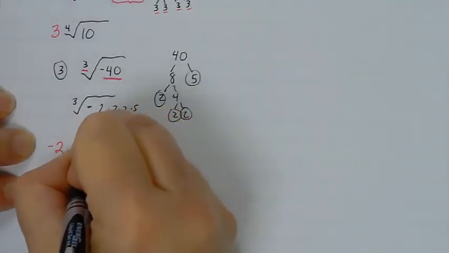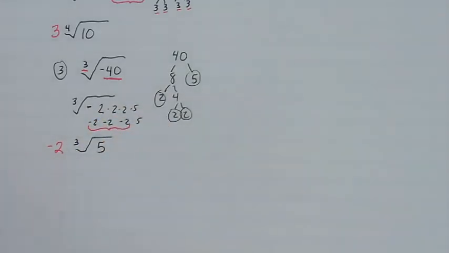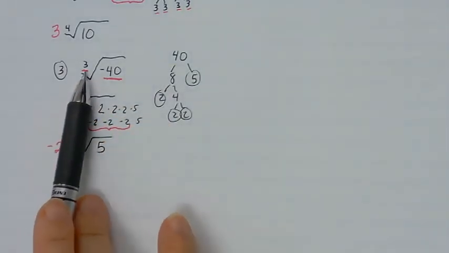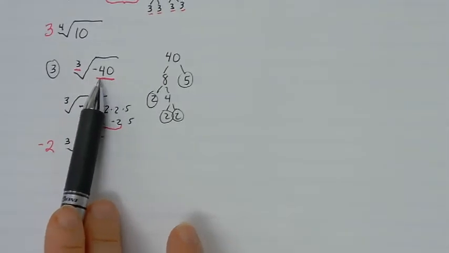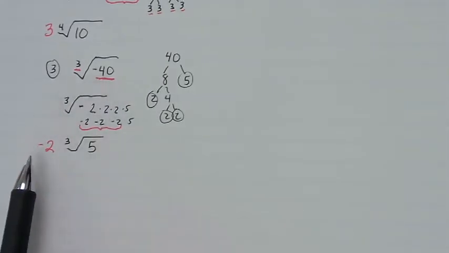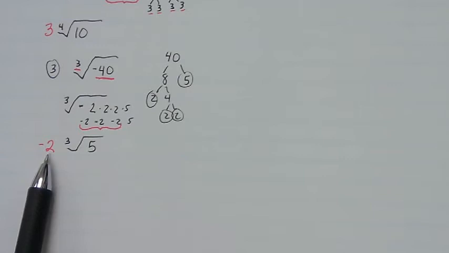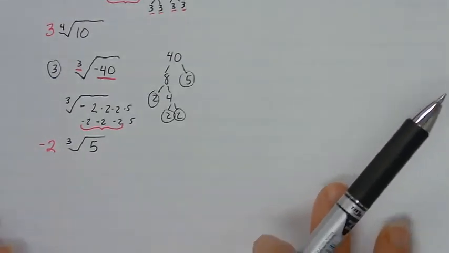And it's going to leave me a 5 on the inside. So the rule here is if this is odd and the answer inside here, the radicand, is negative, you're going to pull a negative out from under the radical. We don't want to leave the negative under the radical. Let's do another one like that.